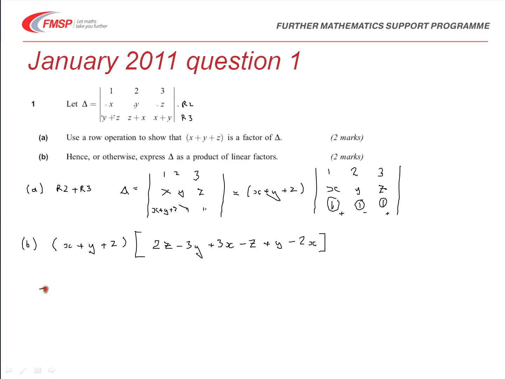And so to complete our determinant factorisation, we will have x plus y plus z multiplied by, well, we've got a 3x minus a 2x, which gives us just x. We've got minus 3y plus y, so that's minus 2y. And then we finally got 2z, take away z, which will give us a single z.